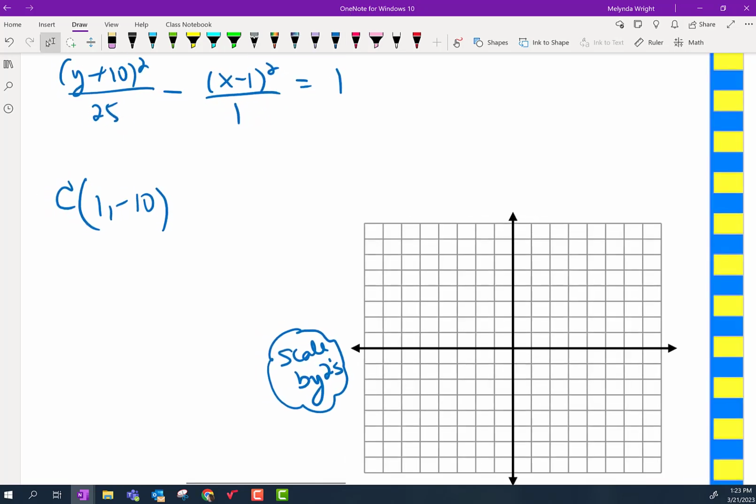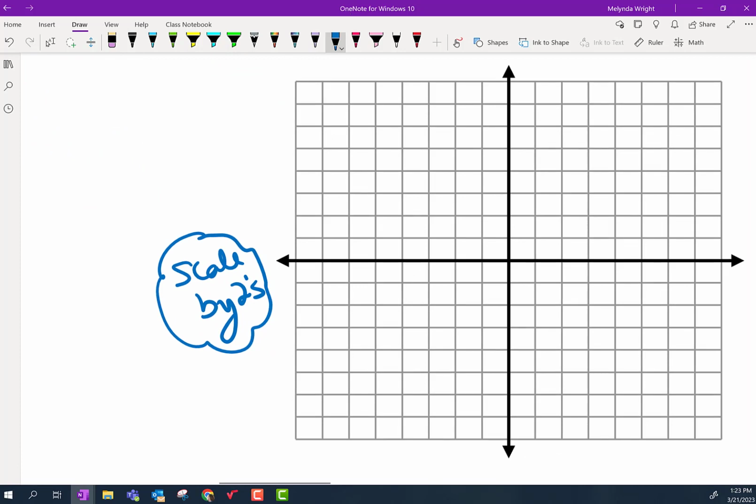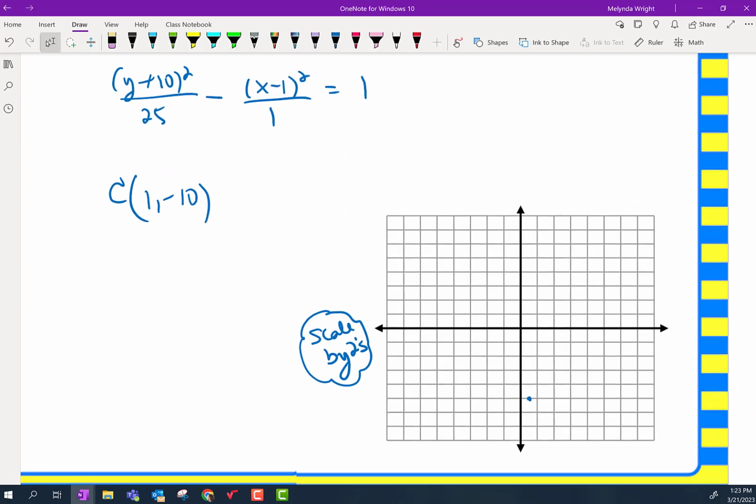So I've got 1, negative 10. Let me just make this a bit bigger. 1, negative 10, 2, 4, 6, 8, 10. Okay, so that's where my center should be. So the number under the y is 25. That means the square root of 25 is 5. So y is vertical, up and down. And this is the first fraction, the y one. So this is going to be a vertical hyperbola.